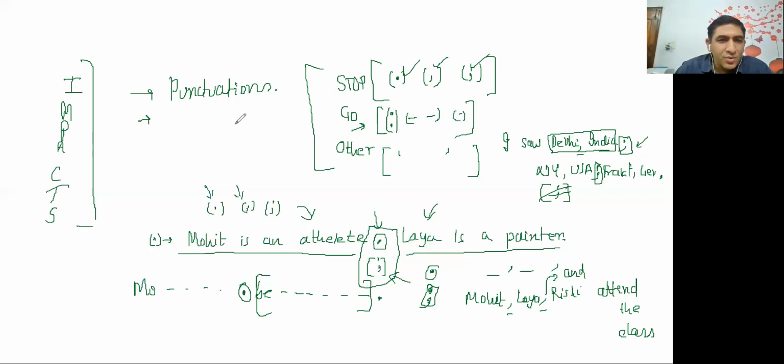Now the second set of punctuations are go punctuations, like the colon, or a double dash or a single dash. Where do you use a colon? When you are giving a list or you are giving an explanation.